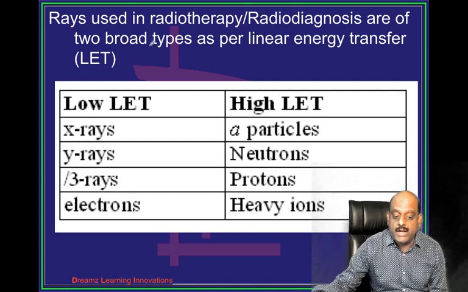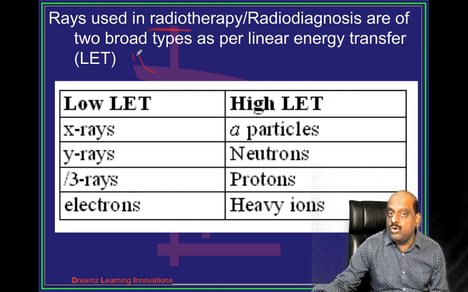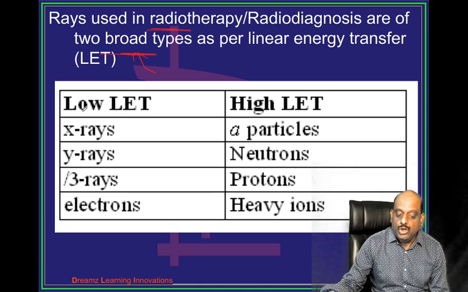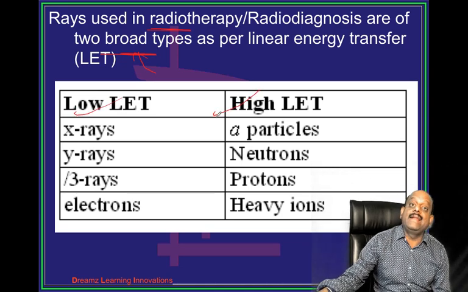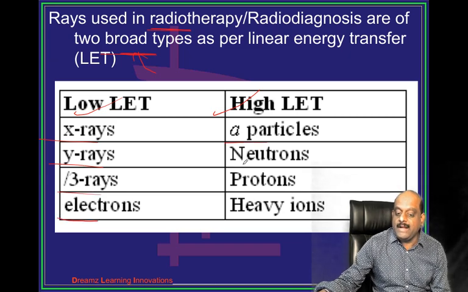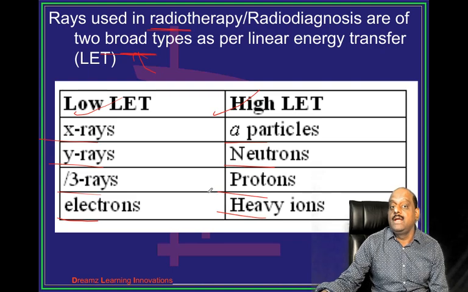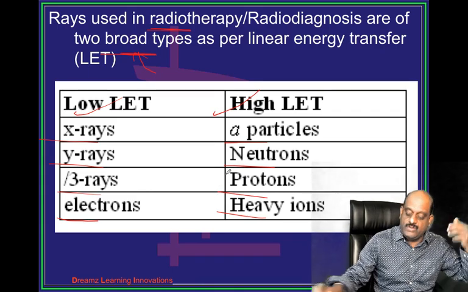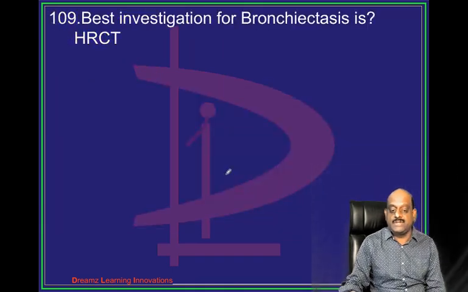The rays used in radiotherapy belong to two broad types, low and high linear energy transfer. X-rays, gamma rays, beta rays, electrons are low. Alpha particles, neutrons, protons, heavy ions are called high linear energy transfer. That is the list you should remember.